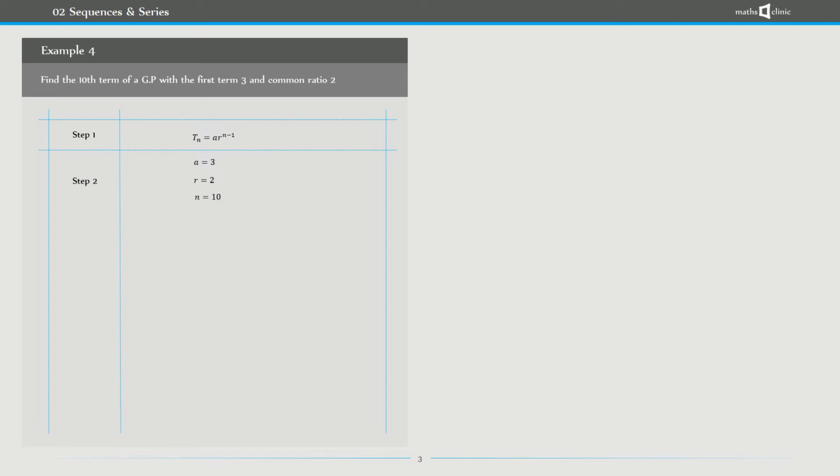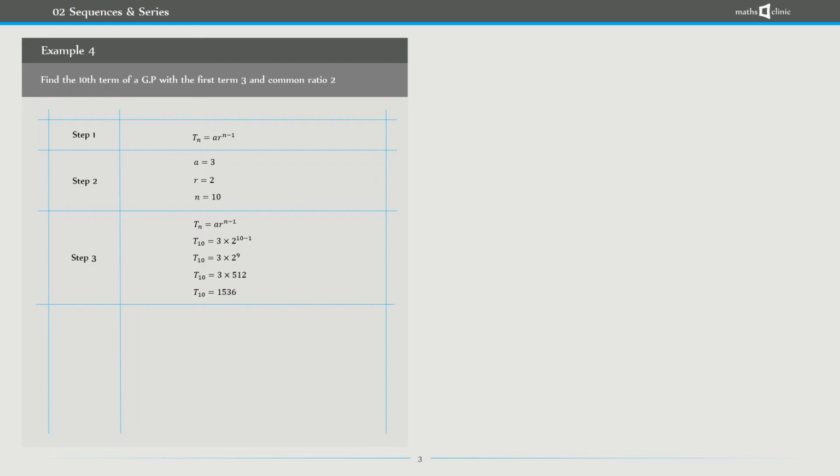Okay, and then we have n, the term we've been asked to find, as 10. We've been asked to find the 10th term, and all we need to do is substitute those values into the formula. We have that T10 equals 3 times 2 to the power of 10 minus 1, which will give you that T10 equals 3 times 2 to the power of 9. Basically you solve all that out, and it will tell you that T10 is 1536. These are actually ridiculously easy.